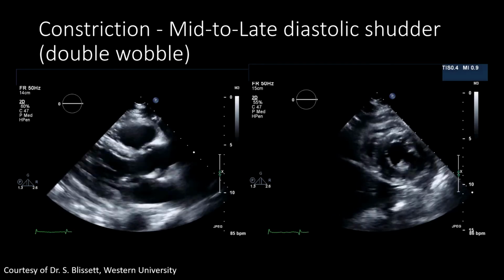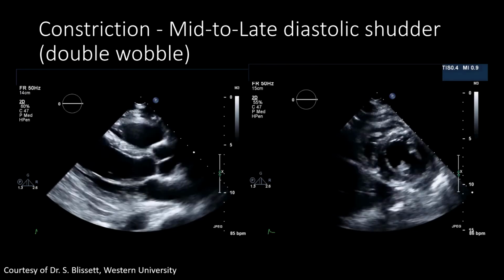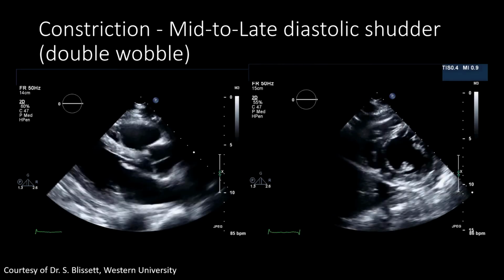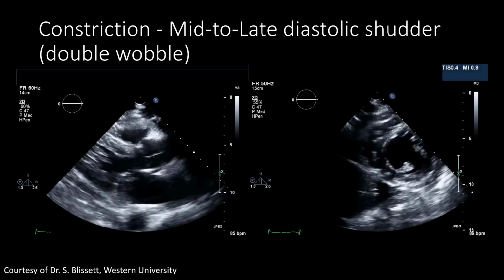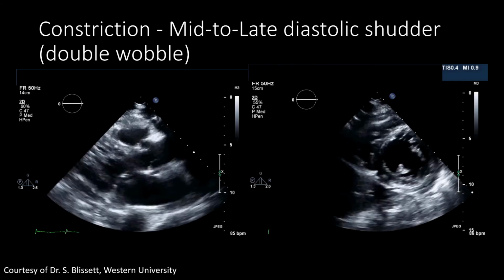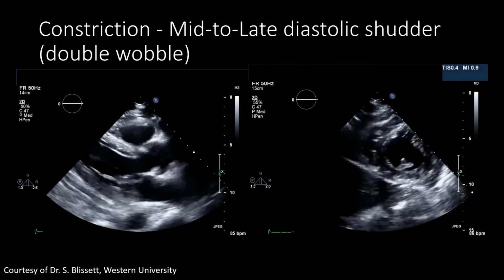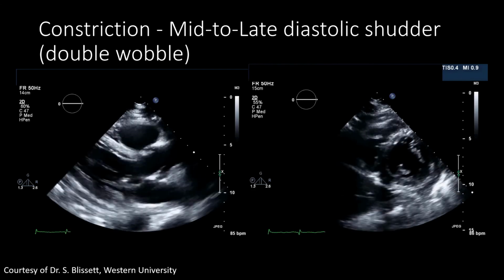This is a way more obvious constriction pattern. There is a shudder of the septum back and forth rapidly, almost 4 times. This generally is a bit more prolonged and repeated than a left bundle branch block, but can resemble it. It is called the double wobble sign.